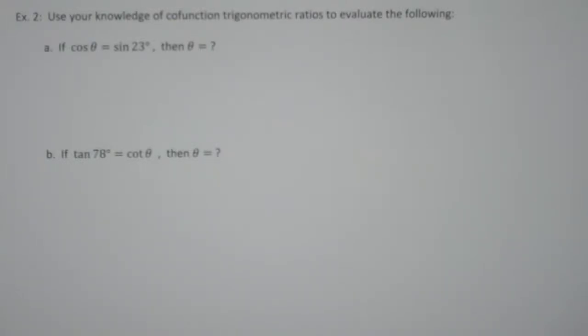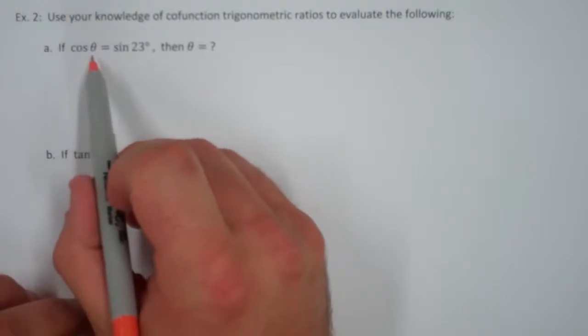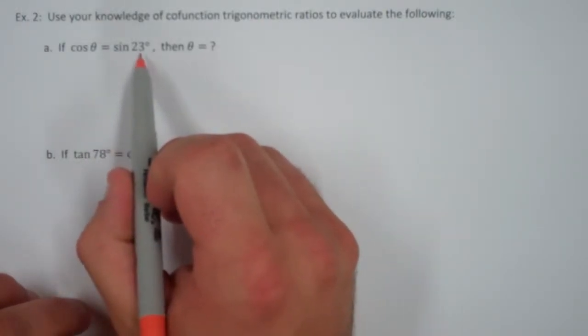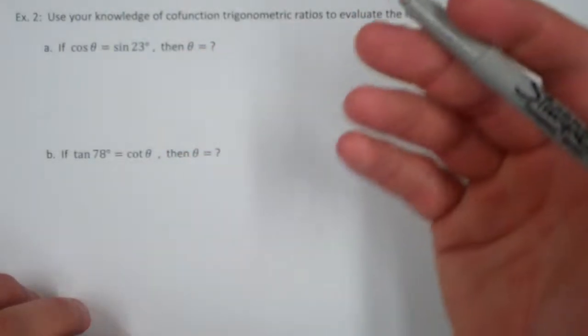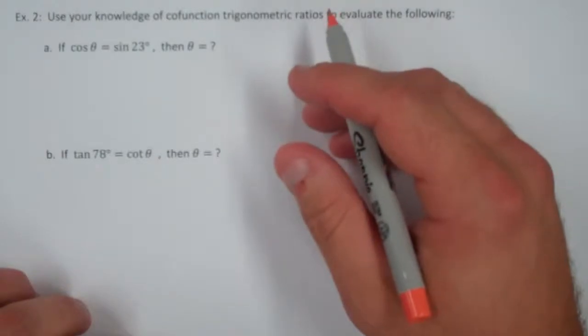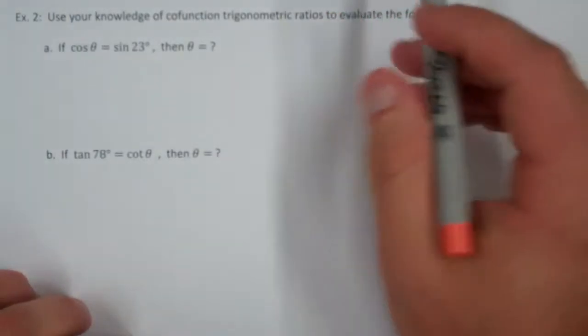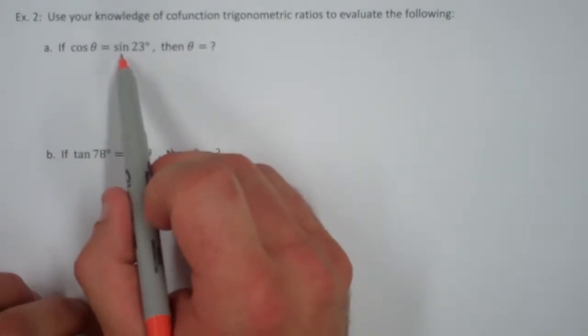In example 2, we need to use our knowledge of cofunction trigonometric ratios to evaluate the following. We have a statement here that the cosine of theta is equal to the sine of 23 degrees, and we're wondering what theta is. You can look at this kind of intuitively if you have an understanding of that second concept video, and you'll note that these are cofunctions. This is cosine, and this is just sine.